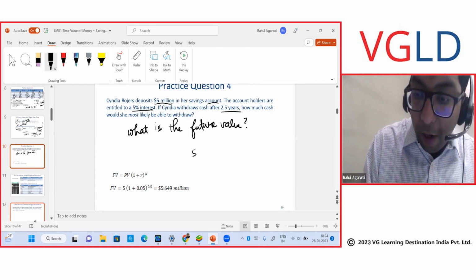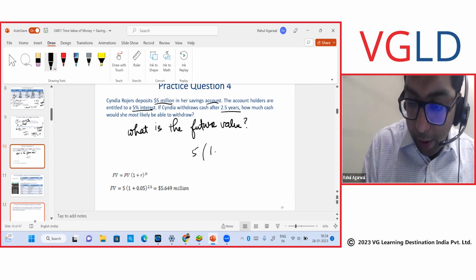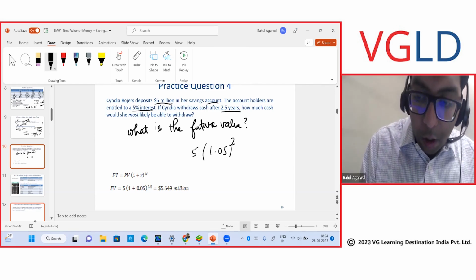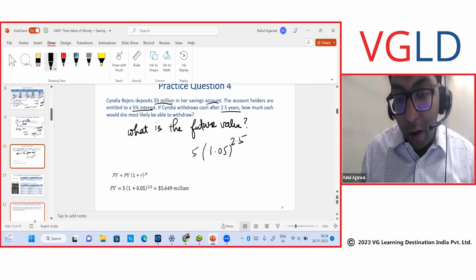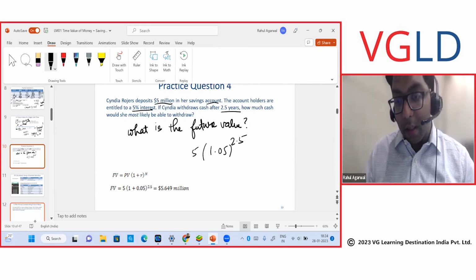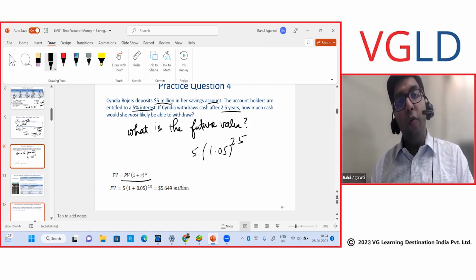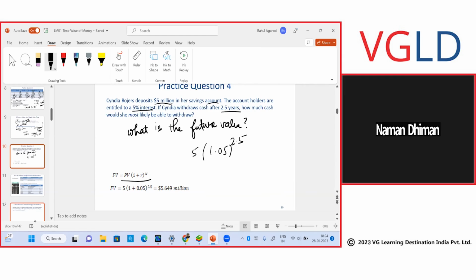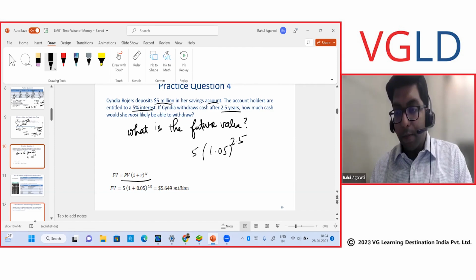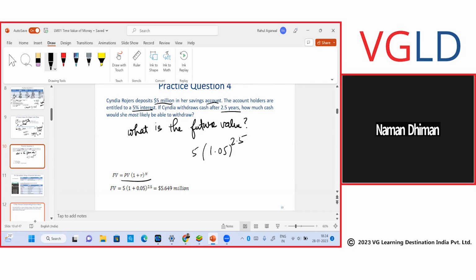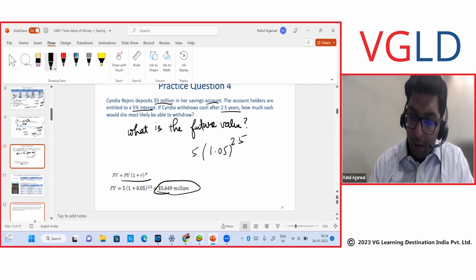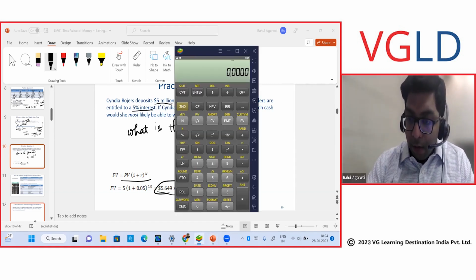Future value is nothing but 5 million into 1.05 to the power 2.5. Everyone, the formula which we discussed: future value is nothing but present value into 1 plus interest rate to the power n. Am I clear till here? This comes to 5.649.